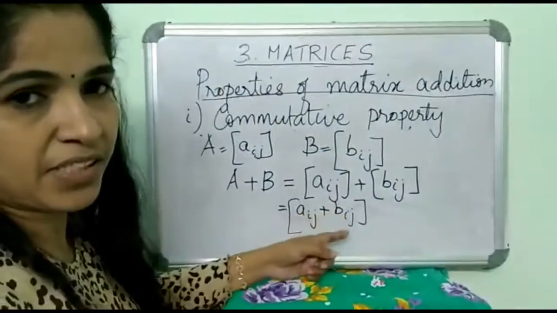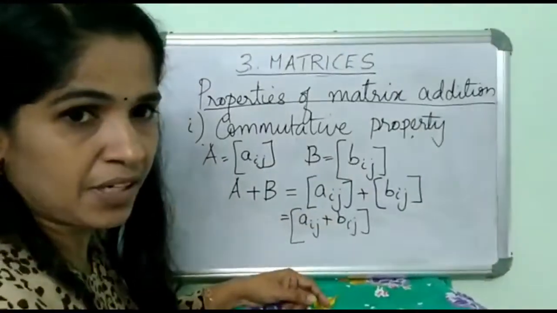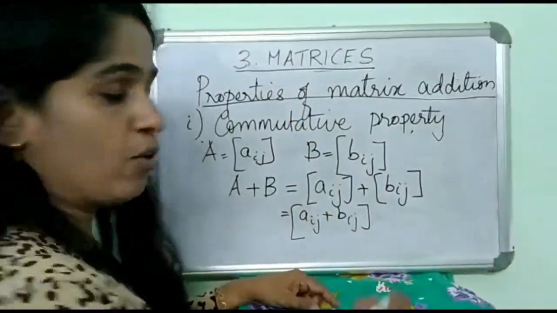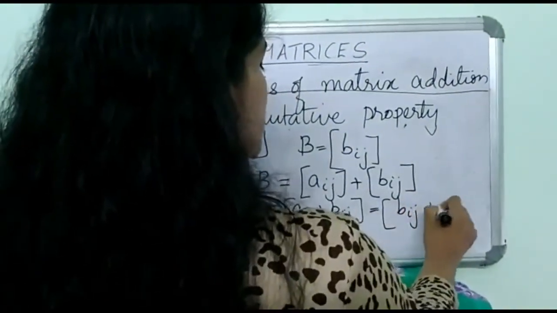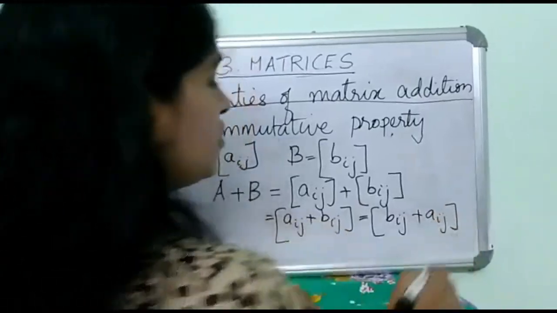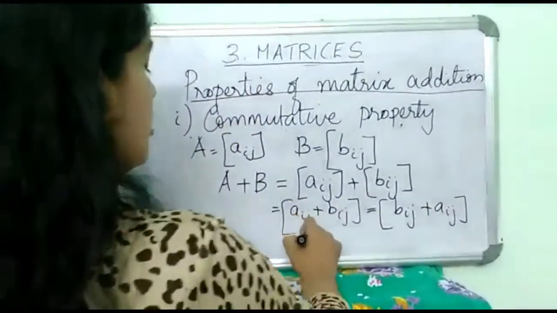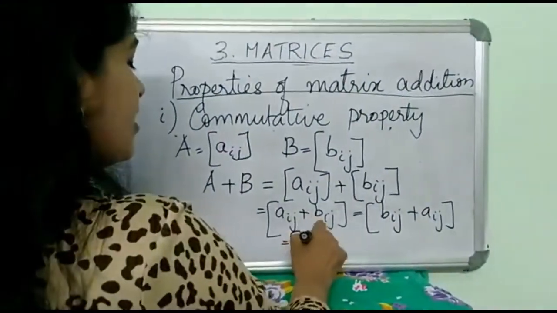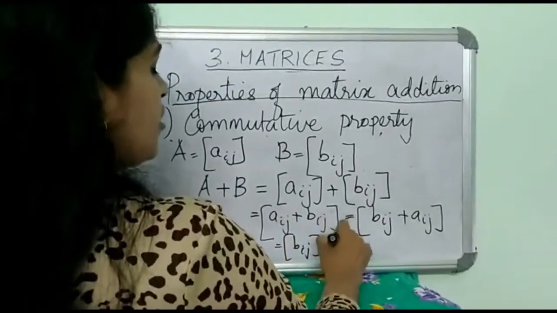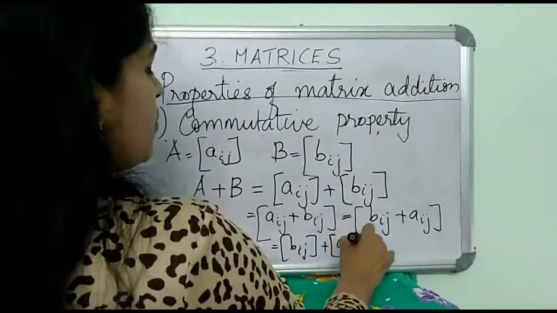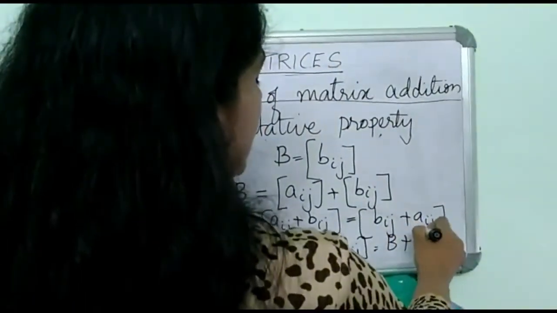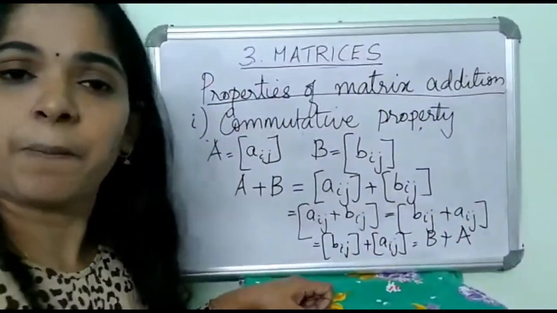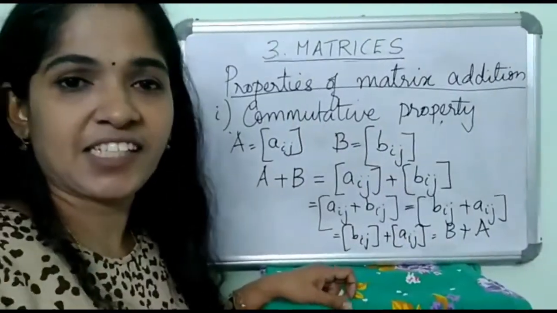But Aij and Bij are numbers. So you can add them in any order. So you can write it as Bij plus Aij. So what is this? Matrix Bij plus matrix Aij, which is nothing but B plus A. So what does this mean? You can add matrices in any order.